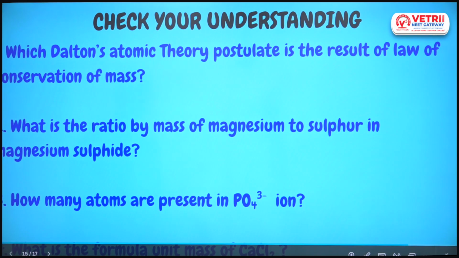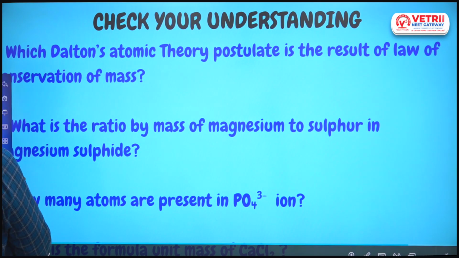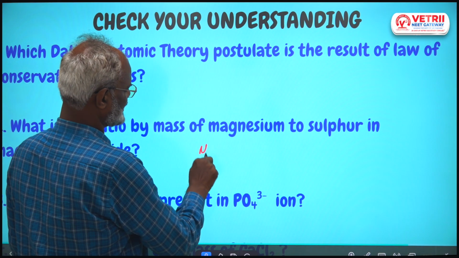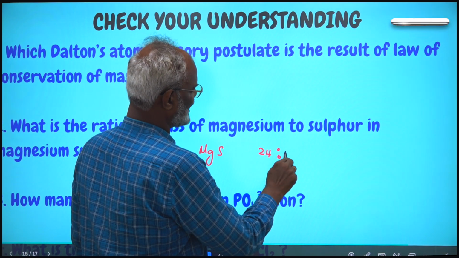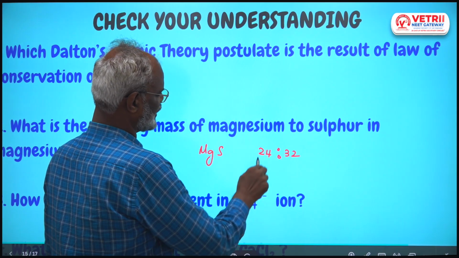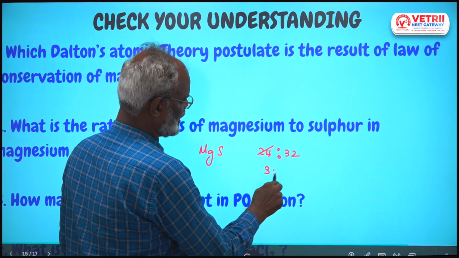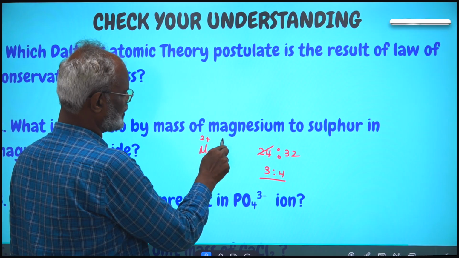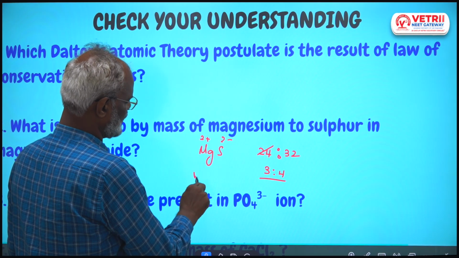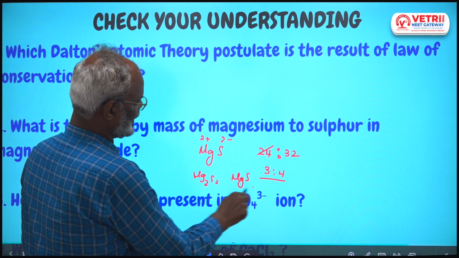What is the ratio by mass of magnesium to sulfur in magnesium sulfide? Very important. The formula is MgS. For magnesium it is 24, for sulfur it is 32. So the ratio is 24 to 32, therefore 3 eights are 24 and 4 eights are 32, so 3 to 4. Magnesium sulfide: for magnesium 2 plus, for sulfide 2 minus. You will get Mg2S2. If both are equal, then you can write simply as MgS.